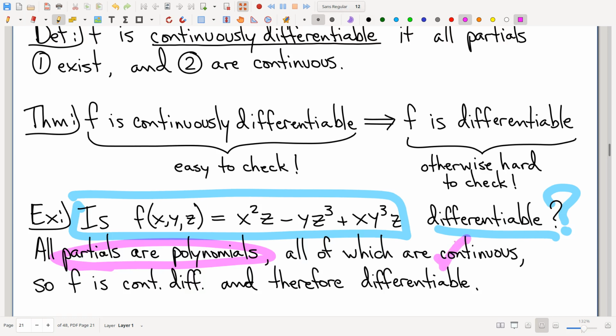Polynomials we know are continuous. Again, old news, right? We know that from long ago. Polynomials never fail to exist. Polynomials are always continuous. That means that this function f is continuously differentiable.